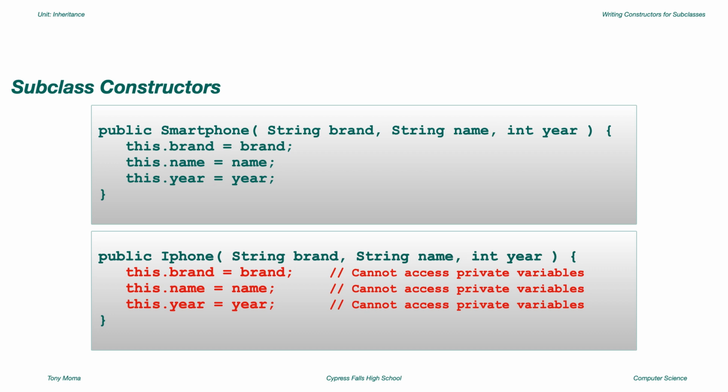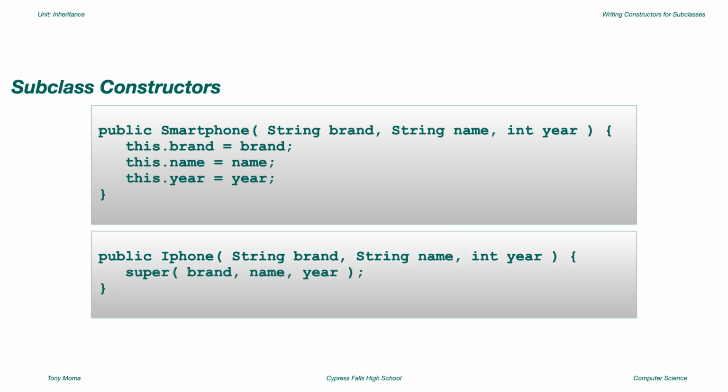They can only be accessed indirectly, which is done by calling the superclass constructor, which we do using the super keyword. To call the superclass constructor, we type the word super and then pass whatever values to it as parameters that we need to pass. In this case, brand, name, and year. When we do that, those values get sent to the superclass constructor. Then from there, those values get stored inside the instance variables.